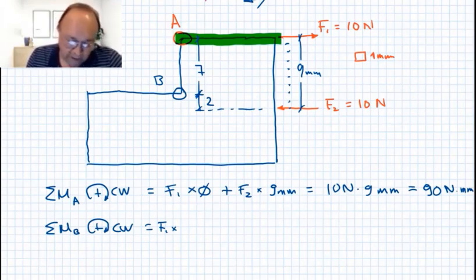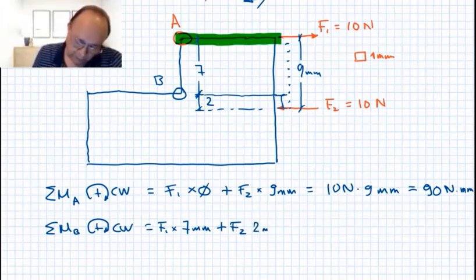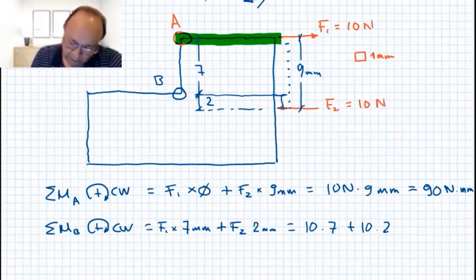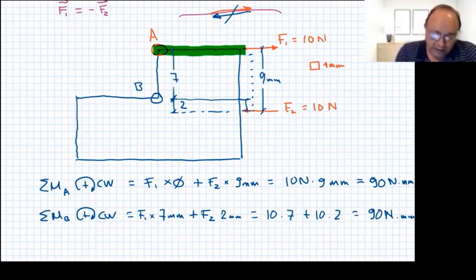Okay, so we have the moment of force one with respect to B will be 10 newtons, the force one, times 7 millimeters, plus force two times 2 millimeters, right? The distance from force two to point B is 2 millimeters. So it'd be equal to F1, 10 newtons, times 7 millimeters plus 10 newtons times 2 millimeters. So this is equal to 70 plus 20, 90 newton millimeters. So you see that the couple produces the same moment with respect to any point that you want, any point.